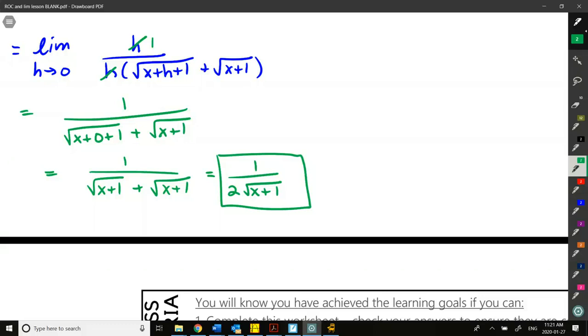Okay, so notice as soon as I subbed in h equals 0 here, I dropped the limit notation that was out front. Always, when you sub in for a limit, as soon as you sub in, you drop the notation.